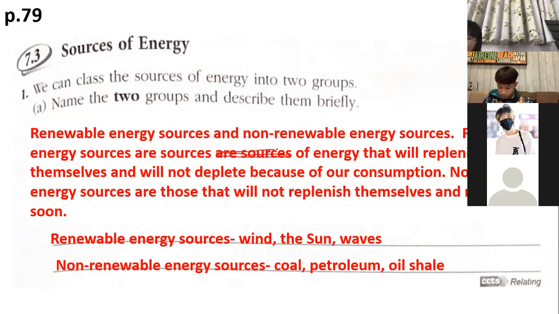I wrote 2 times. So renewable energy sources are the ones that can be replenished by themselves. Okay, it's called a renewable energy source. Whereas non-renewable energy sources are those that cannot be replenished by themselves, and they may run out soon. So for examples, you can put whatever you want. It doesn't have to be the same, but the non-renewable has to be the same: coal, petroleum, and oil shale.